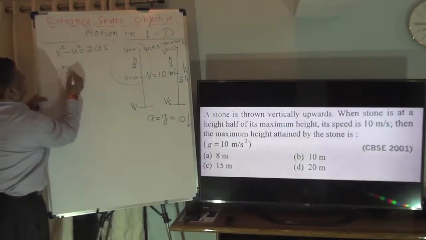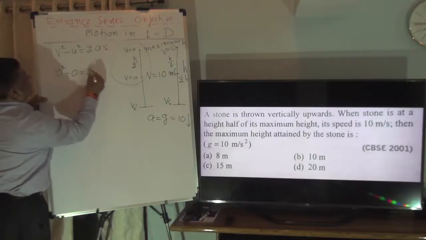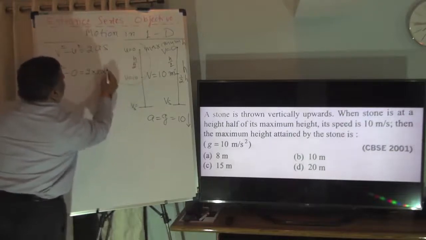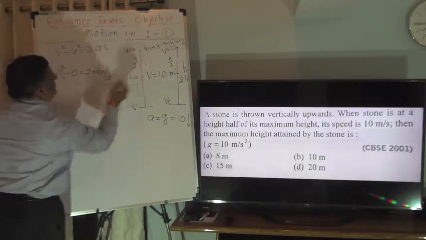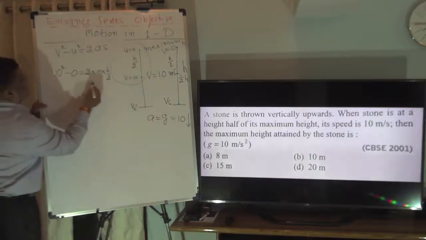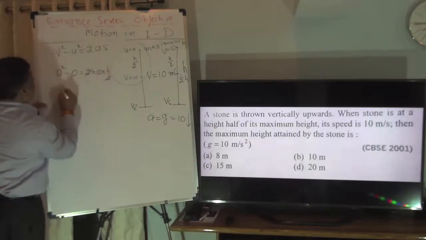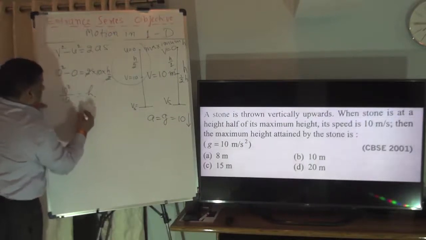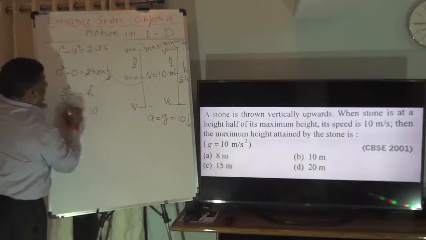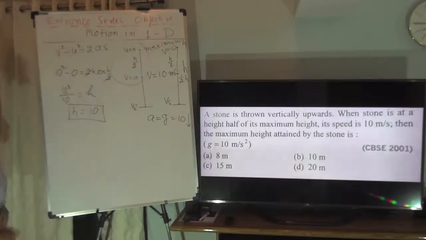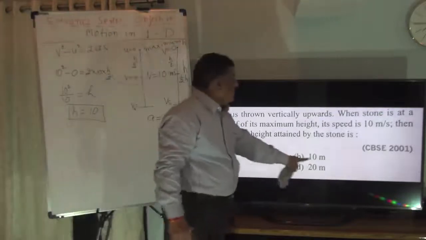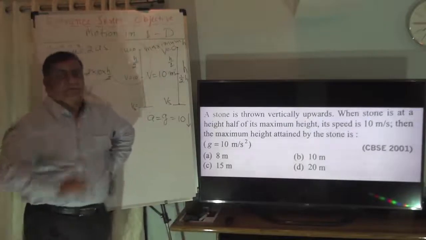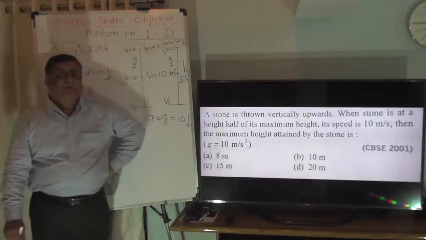So 10 square minus 0 is equal to 2 into 10 into S. S is H by 2, from this point to this point, H by 2. So this 2 is cancelled and this is 10 square. This 10 comes here, this is equal to H. So H has the value equal to 10. Do we have any value here? Yes. Maximum height is 10. Now we have solved this in one equation, using only one equation.